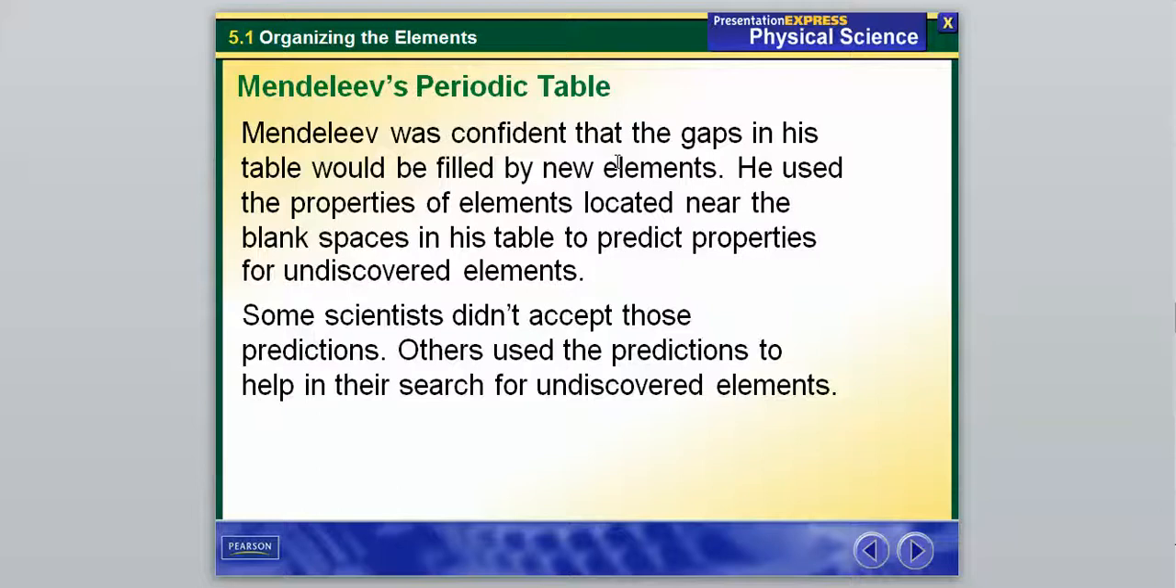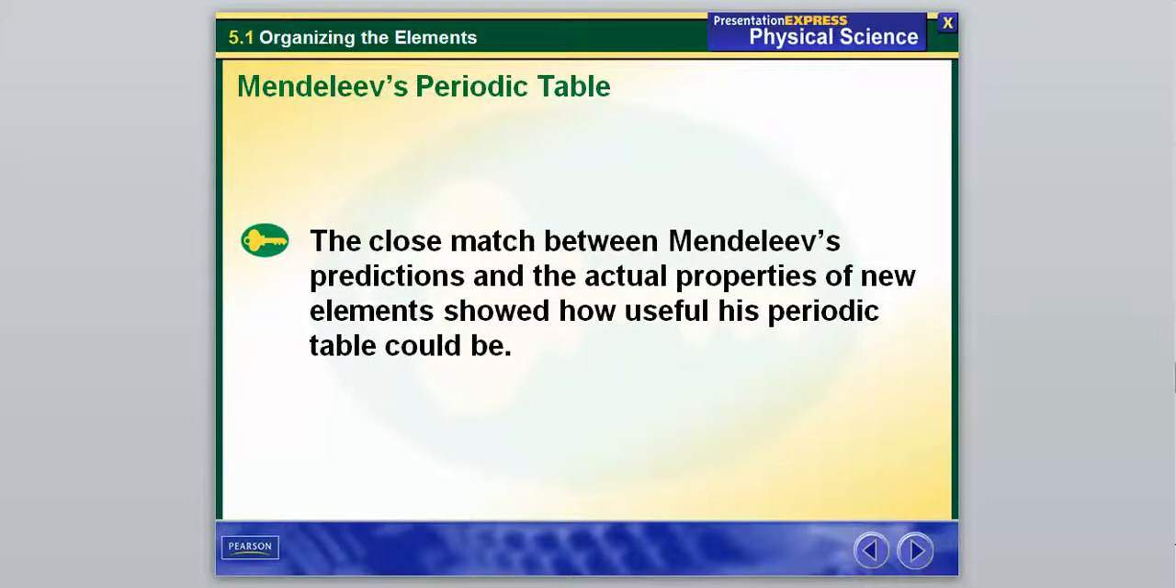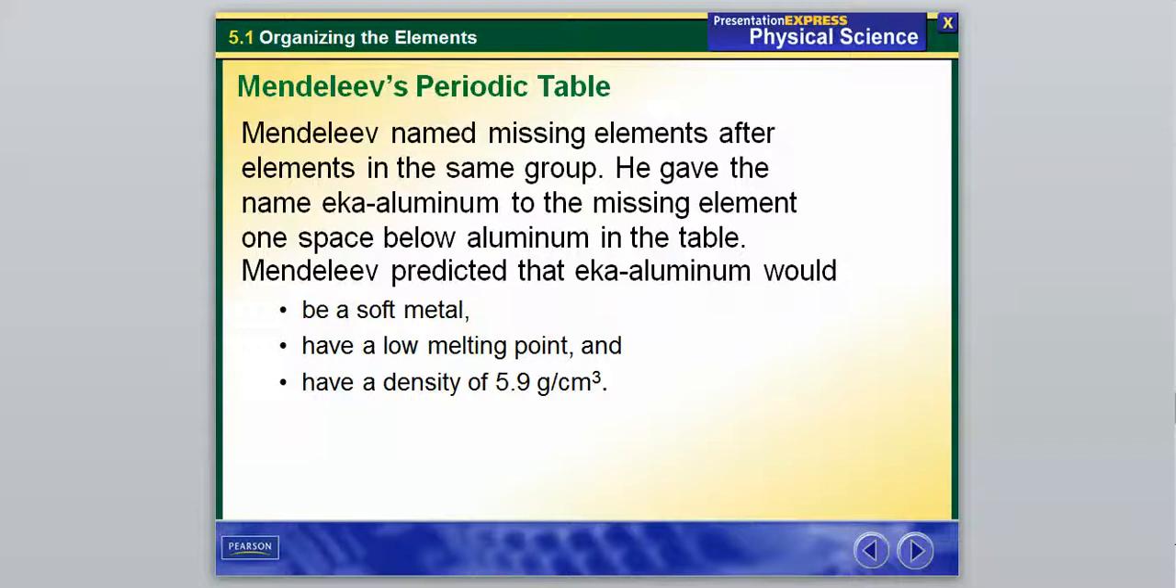So in the blank spots, it wasn't like people just gave up. It was something everyone really wanted to fight for, to discover, well, let's see if he's right. Let's see if I can find an element that fits where this blank spot should be. And so we are going to keep going with what evidence helped verify the usefulness, and that's probably the fact that people started discovering some elements. The close match between Mendeleev's predictions and the actual properties of new elements showed how useful his periodic table could be. So we're going to see a couple of real-life examples of elements that were discovered that fit perfectly into blank spots that he made.